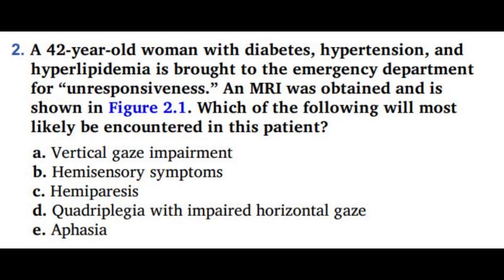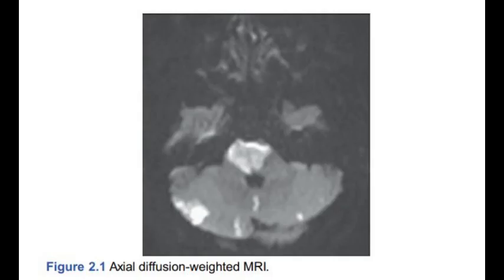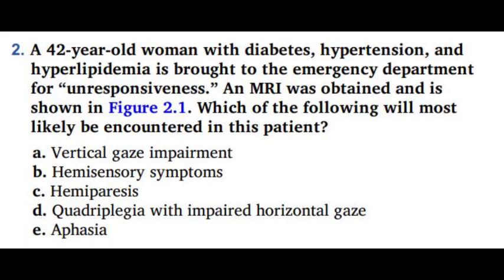For our next question, number two, a 42-year-old woman with diabetes, hypertension, and hyperlipidemia is brought to the emergency department for unresponsiveness. An MRI was obtained and is shown in figure 2.1. Let's take a look at our MRI. If you look at the caption, what's written here is figure 2.1, axial diffusion weighted MRI. So this is DWI.